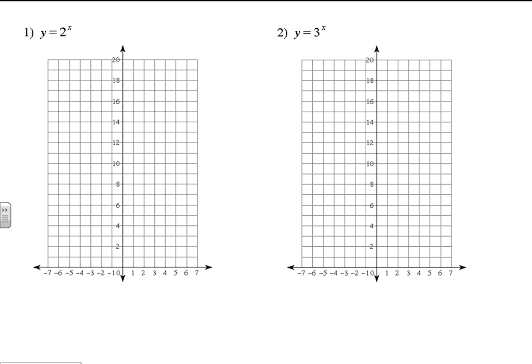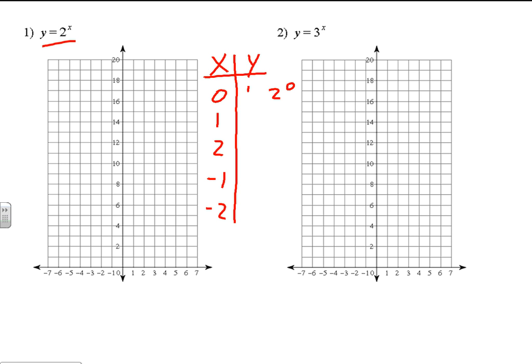The way I go about this is I start with a t-chart. So for number 1 here, I pretty much always choose at minimum these values for x. I'm going to have x be 0 and x be 1 and 2 and -1 and -2. And sometimes I add a few more values on, as you will see soon. So when x is 0, I get 2 to the 0th, and anything to the 0th, of course, is 1. So I have the point 0, 1 right down here.